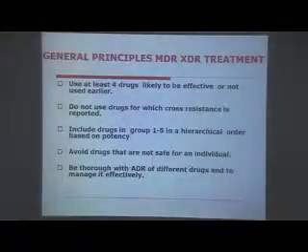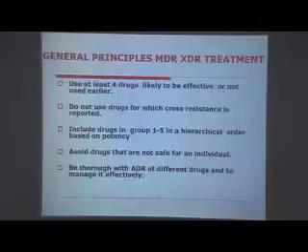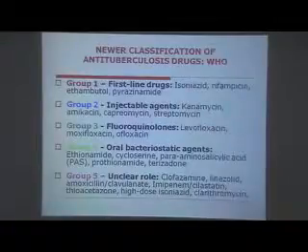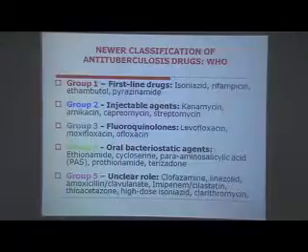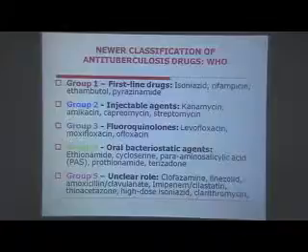So these are the principles. When you are suspecting TB, you have to use at least 4 drugs likely to be effective, or not used earlier. Do not use drugs which have cross resistance. For example, all these are quinolones only. For the same patient, I cannot write levofloxacin and moxifloxacin. Why I am telling this is, we have seen prescriptions with the same patient getting 2 quinolones.